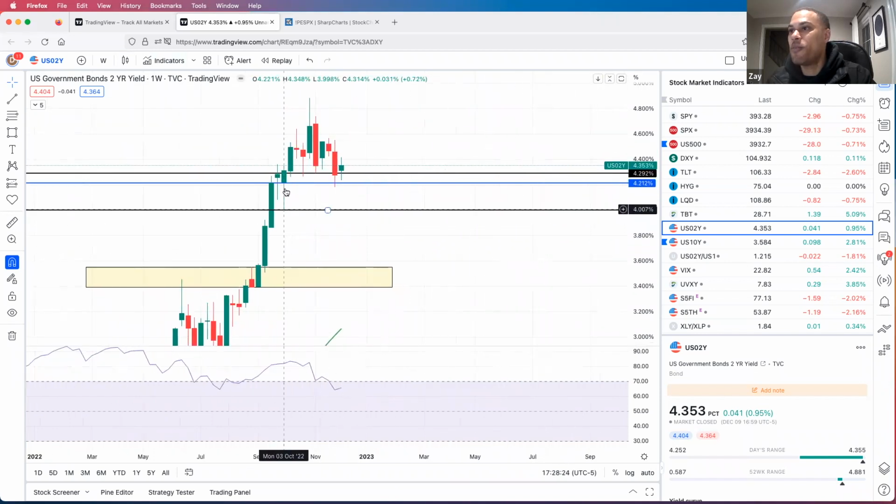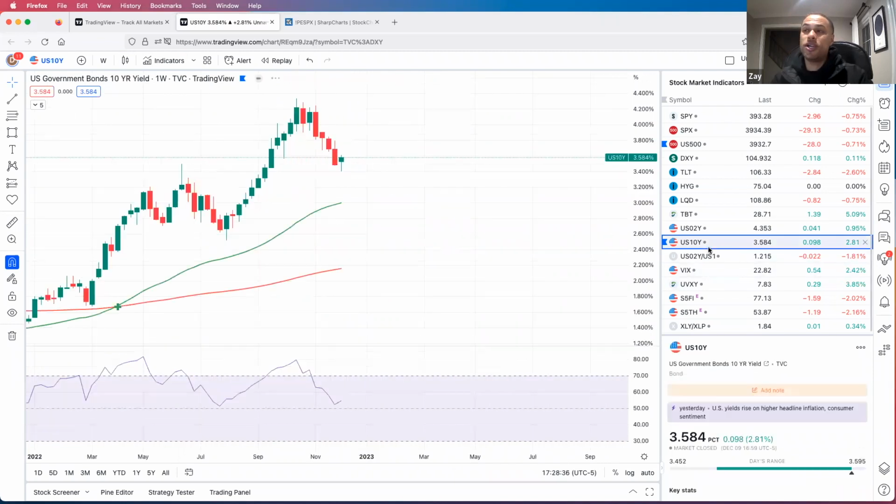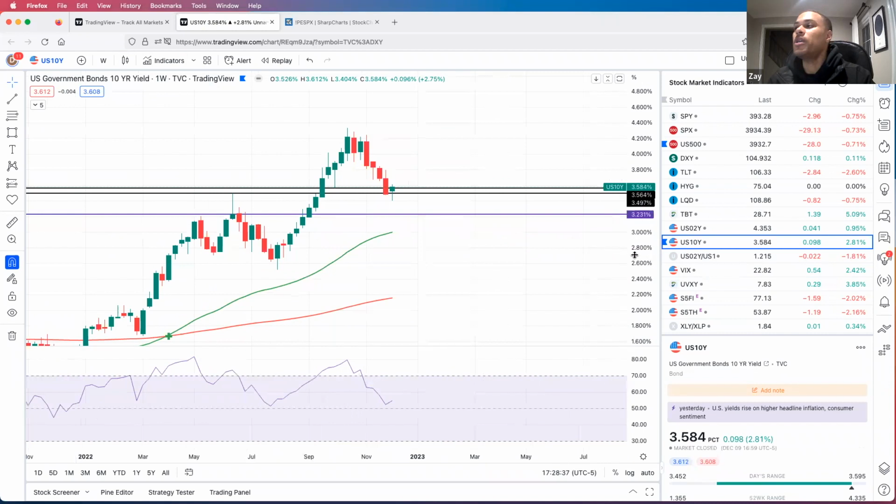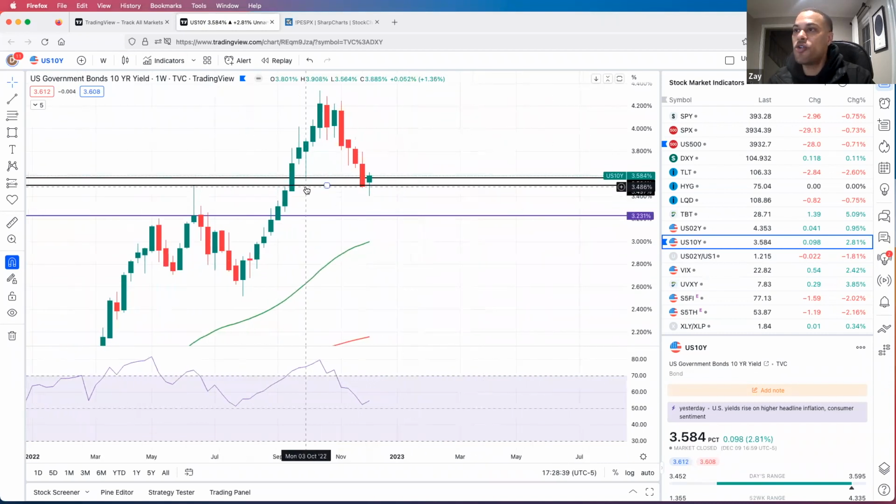Remember how we talked about from a weekly, we still have our eyes on this 3.99. And so this week, could we make a push up only to get rejected and have a real solid flush on the yields? That's the 2-year. We'll see. Looking at the 10-year, we are right in our zone that we talked about.